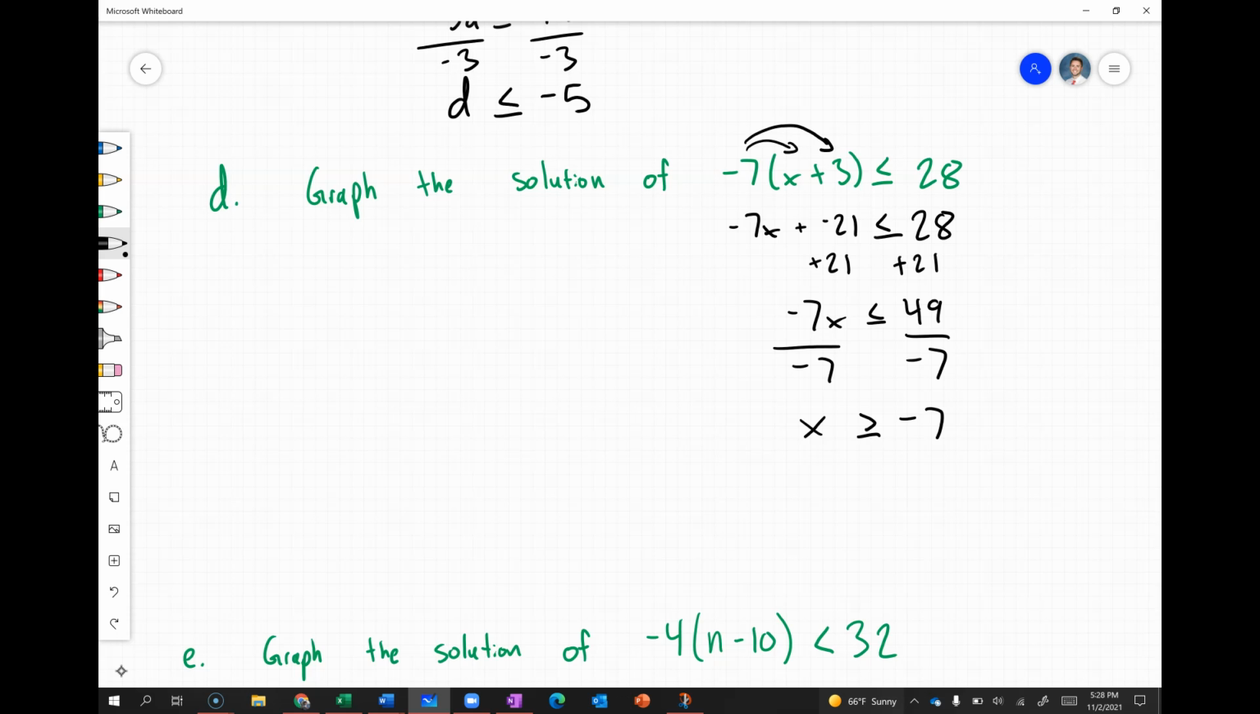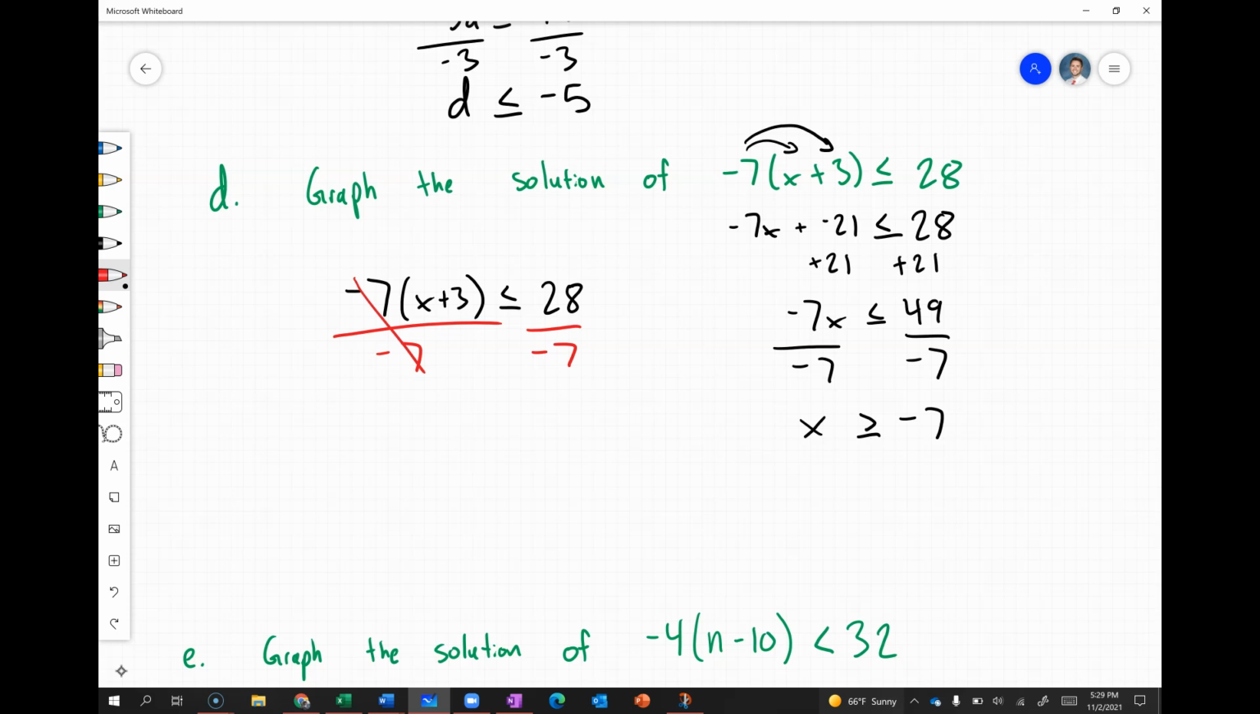Now there is actually another way we could solve this one, so I want to show you this as well. So we have -7 times x plus 3 is less than or equal to 28. Now if you notice, -7 and 28 actually both have a common factor here, right? They can easily be divided by -7. So you could actually here, because -7 is being multiplied by this whole quantity x plus 3, divide both sides by -7.